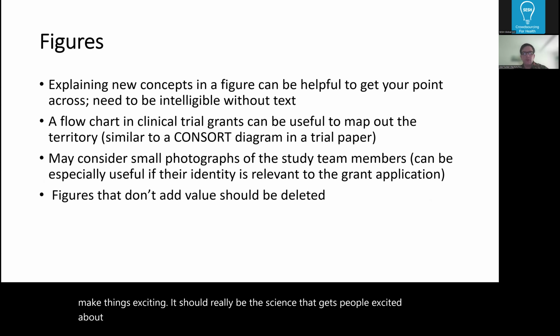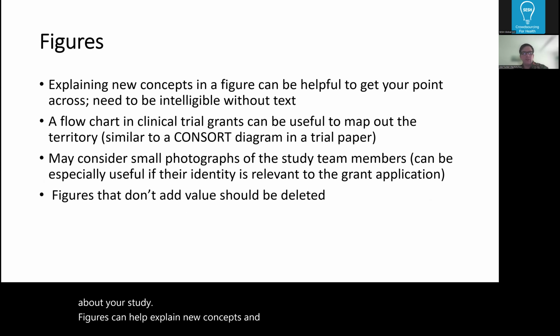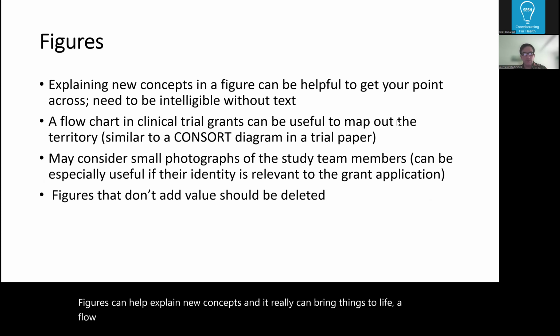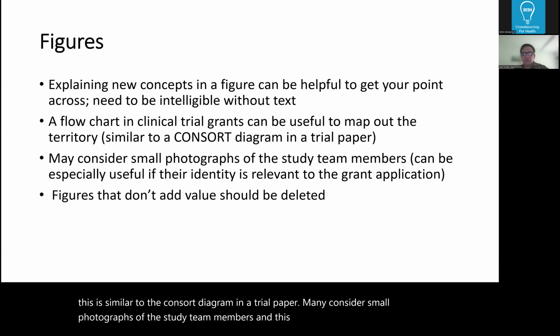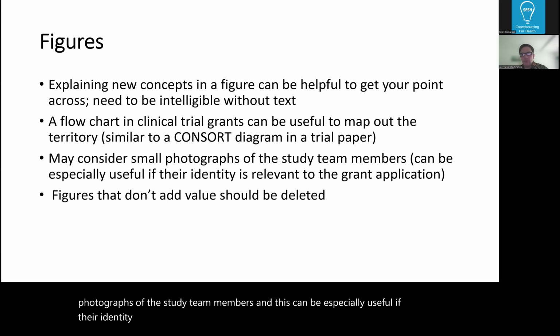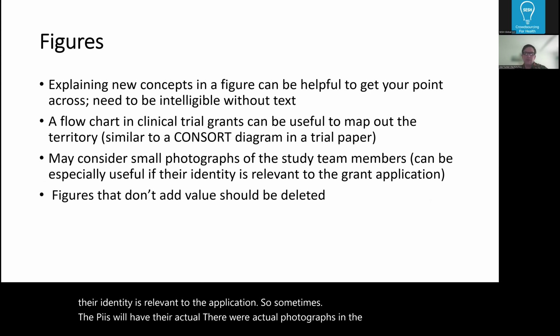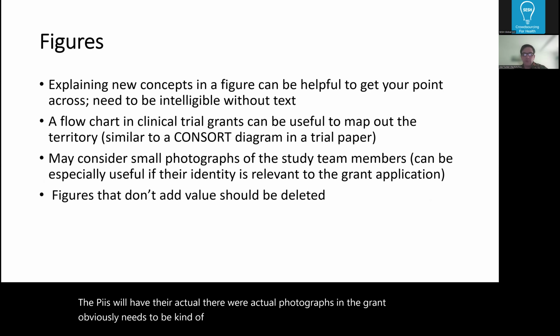Figures can help explain new concepts, and it really can bring things to life. A flow chart in a clinical trial grant can be useful to map out the territory, similar to the CONSORT diagram in a trial paper. Many consider small photographs of the study team members, which can be especially useful if their identity is relevant to the application. Sometimes PIs include actual photographs in the grant. They obviously need to be small, but this is another way to break up the text.